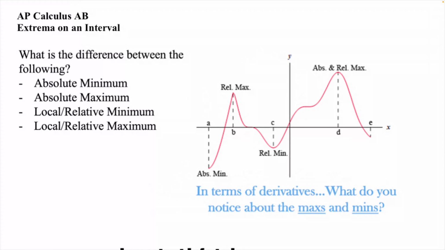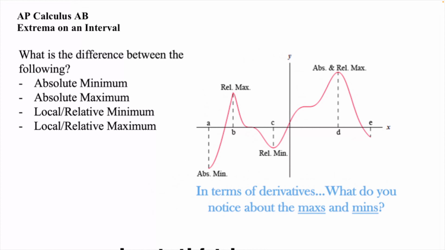Absolute maximum is the absolute highest point over an interval. Absolute minimum is the opposite, the absolute lowest point. Nothing lower than that, no lower y value, no smaller y value than that, right? Biggest y value, smallest y value.